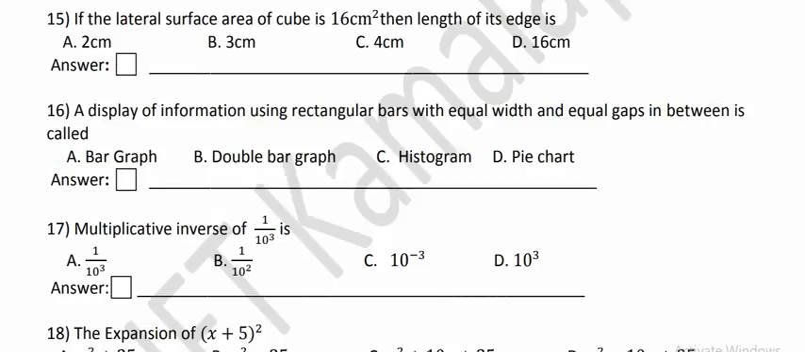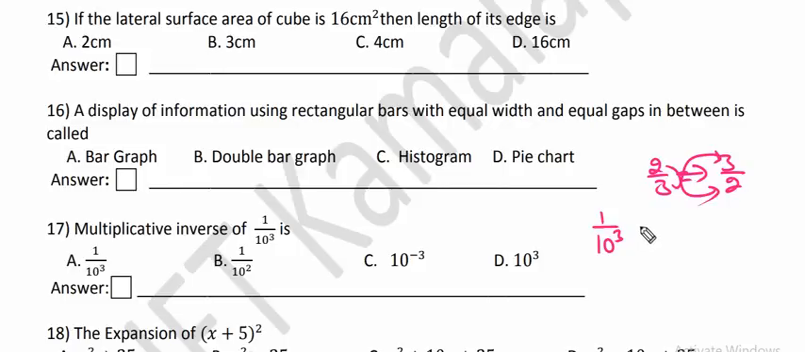Then we move on to the next one, that is the multiplicative inverse of 1 by 10 cube. Here we have to write the multiplicative inverse of 1 by 10 cube. For any number, multiplicative inverse means we have to interchange the numerator and denominator. For multiplicative inverse of 2 by 3, I take an example. So this becomes 3 by 2. Numerator goes to the denominator and denominator goes to the numerator.